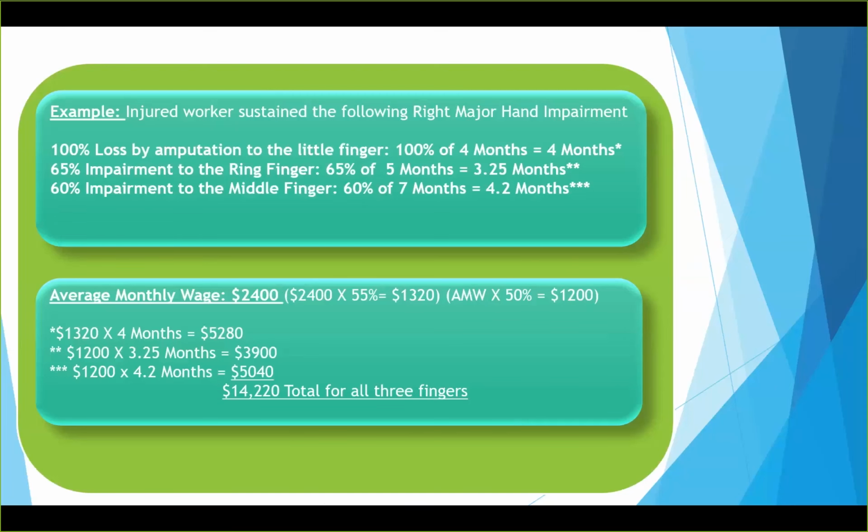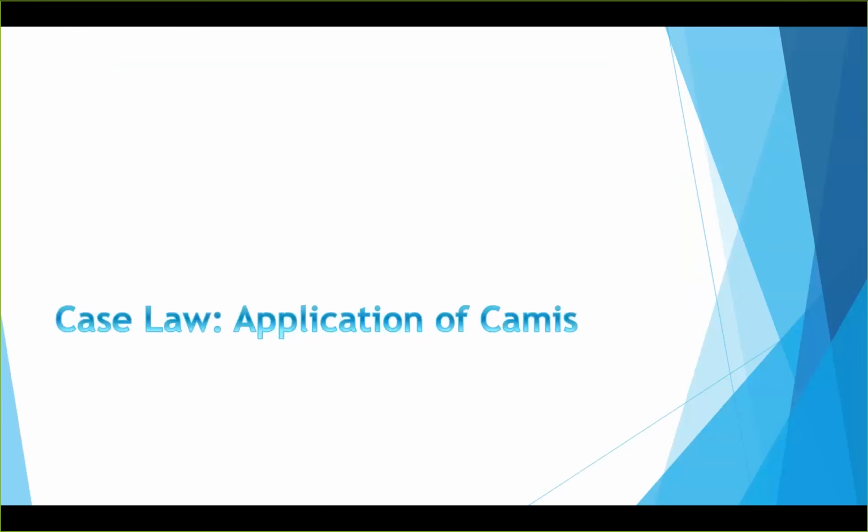Now you're going to add these three fingers up because they were on the same hand. So the total award is going to be $14,220 for all three fingers. And this is where your case law or Camus decision comes into play.